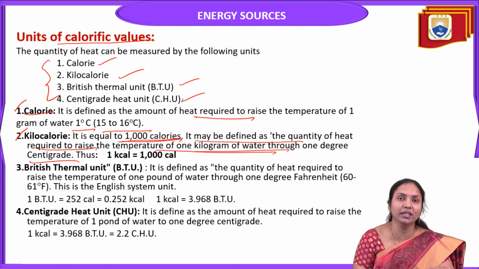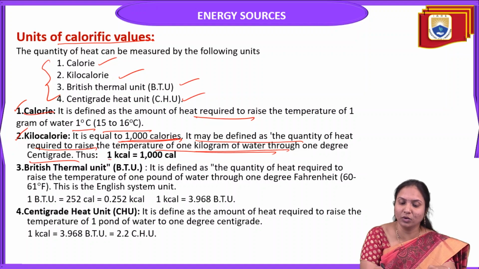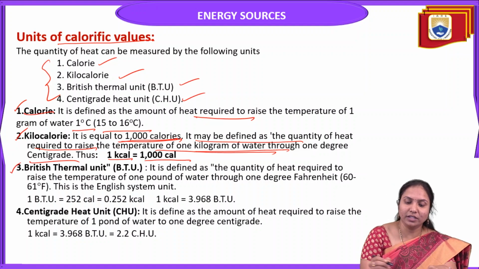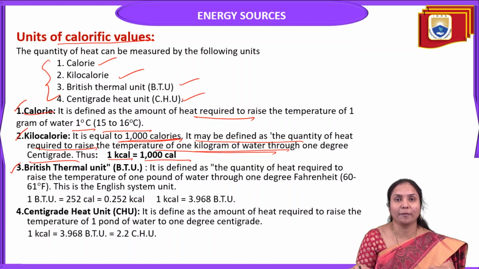Through 1 degree centigrade. So 1 kilocalorie equals 1000 calories. Next, the third one is the British thermal unit.